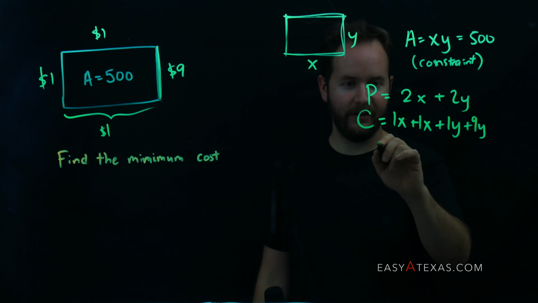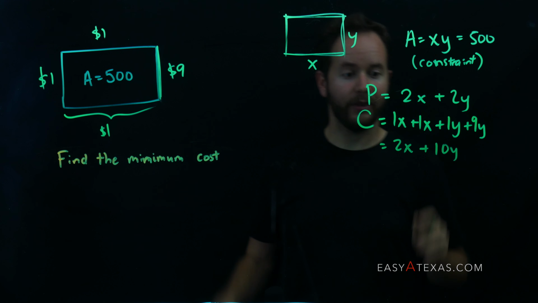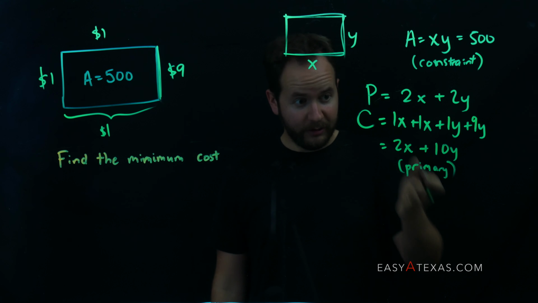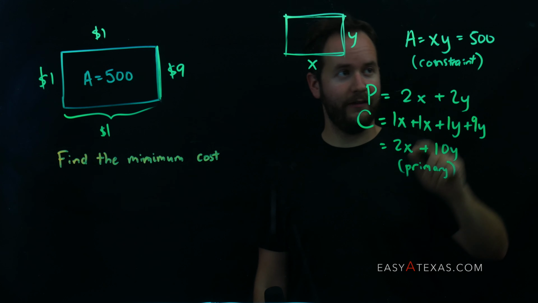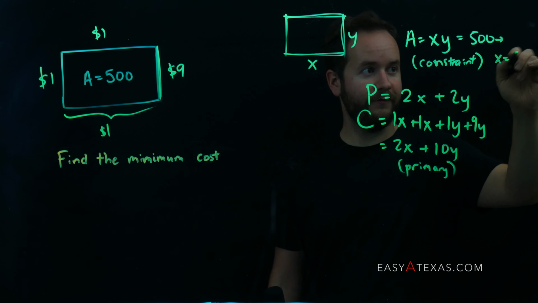I have x plus x is 2x and y plus 9y is 10y. Okay, this is the primary. This is the thing that I'm trying to minimize. Unfortunately, my primary has two variables. That's why I solve for one of the variables in my constraint. I'm going to go ahead and solve for x in this constraint. That means I'm going to divide both sides by y. So I'm going to get x equals 500 divided by y. Now that I've done that, I can take x equals 500 divided by y and plug it into my primary. That's going to give me C equals 500 over y times 2, which would be 1000 divided by y, plus 10y. Now my primary is all in terms of one variable.